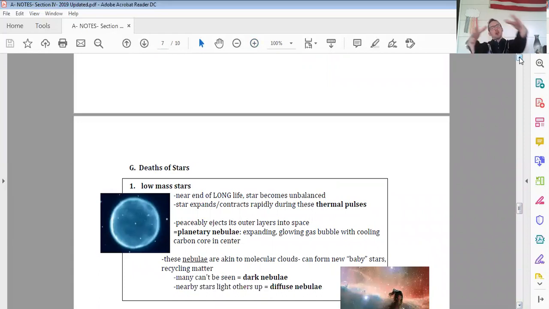When gravity is stronger, the star gets smaller. When star energy is stronger, the star gets bigger. So bigger, smaller, and just a poof. Not a kaboom, just a poof. Peacefully blows off its layers in a planetary nebula.